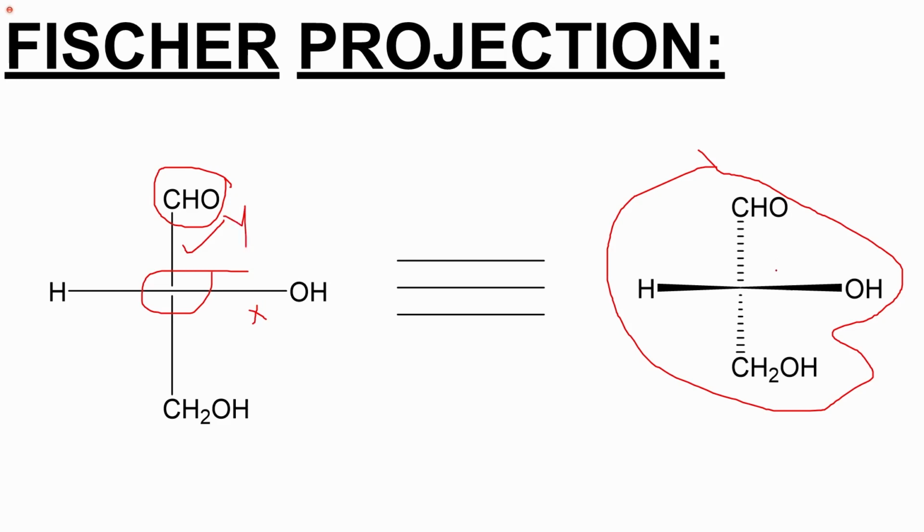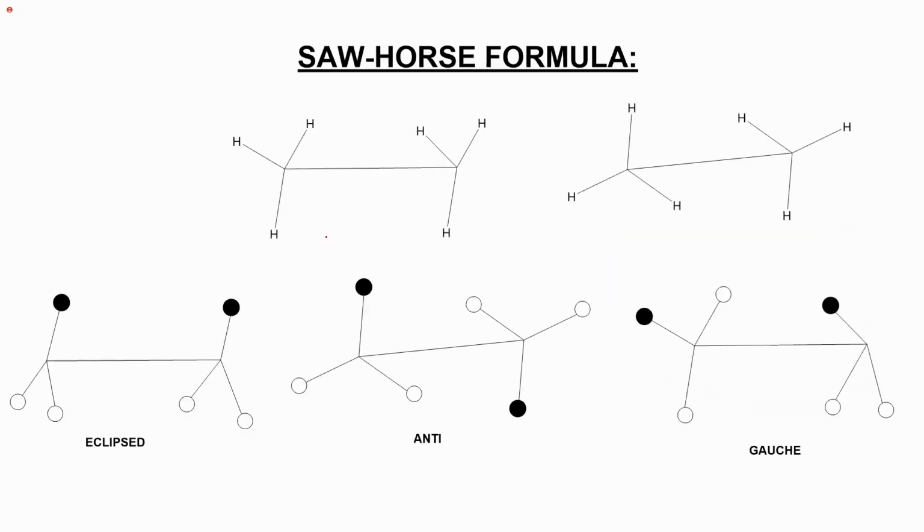Okay, so if you have this kind of molecule, then CH2OH is below, CHO is above, and hydrogen is on the left side, and OH is on the right side. This is the Fischer projection of the molecule. So now we'll go to the Sawhorse projection.